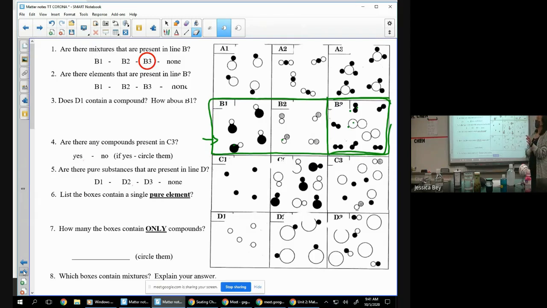Are there any single elements all by itself in line B? Do you see anything by itself? No pure, looking at our boxes, no pure elements here.